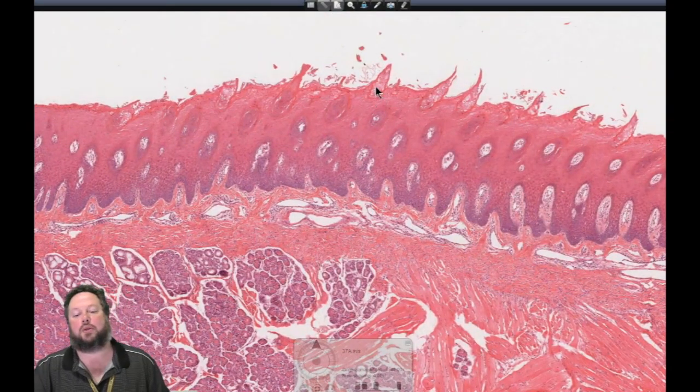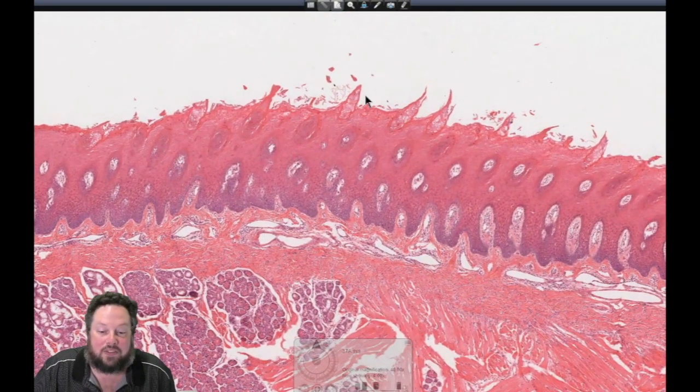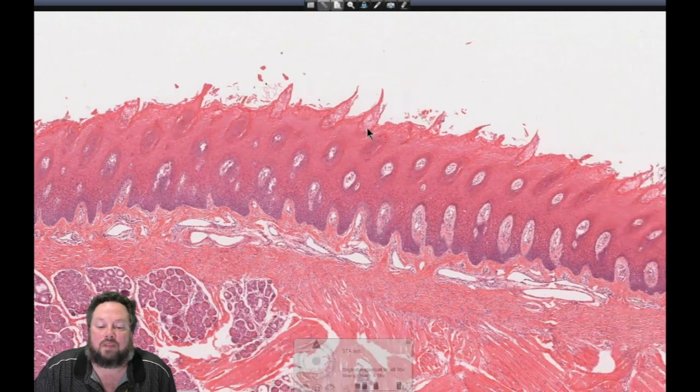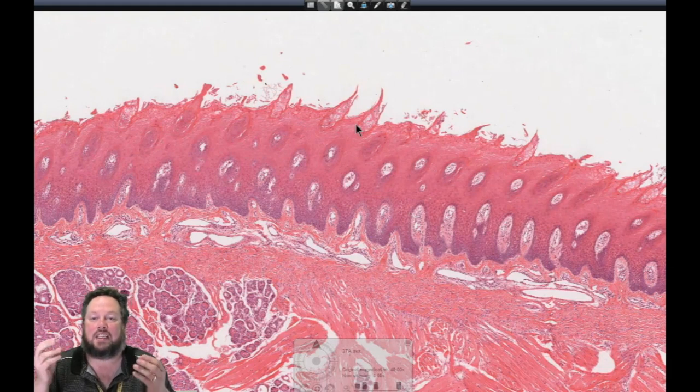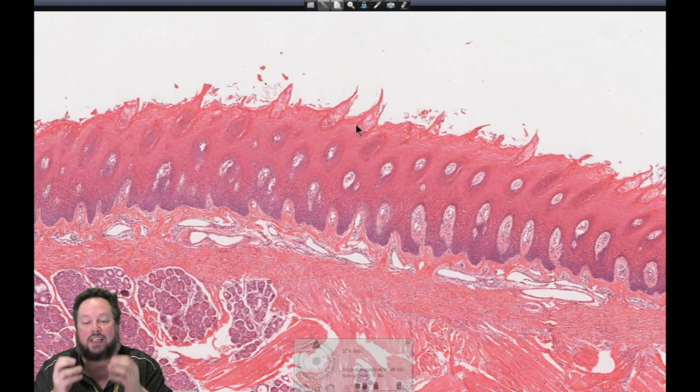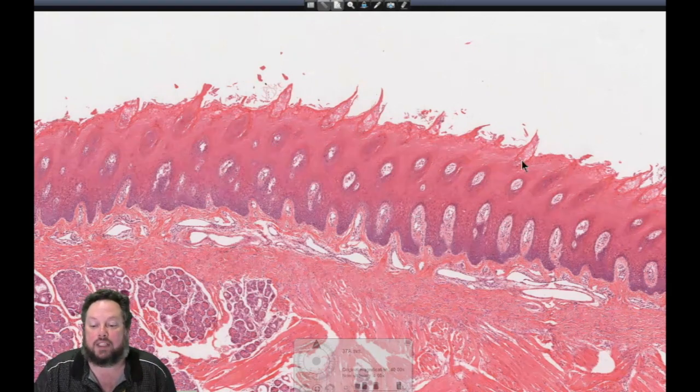Oh, look at these. These are awesome. These are known as filiform papillae. Filiform papillae are characterized by having these sort of points, and these are what we call the non-gustatory papillae. So they're basically like having fingerprints on your tongue. They increase surface area for contact, and that enables you to move food around in your oral cavity.